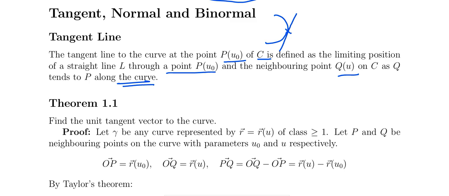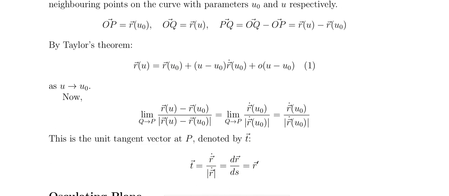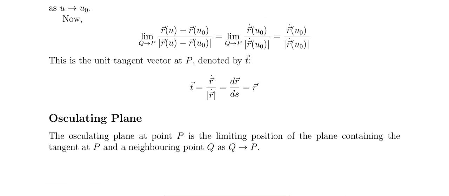Okay, so this is the tangent line definition, and find the unit tangent vector to the curve. This is called the unit tangent vector at the point p, that is denoted as t vector. So t vector is the unit vector: r vector divided by mod of r vector.